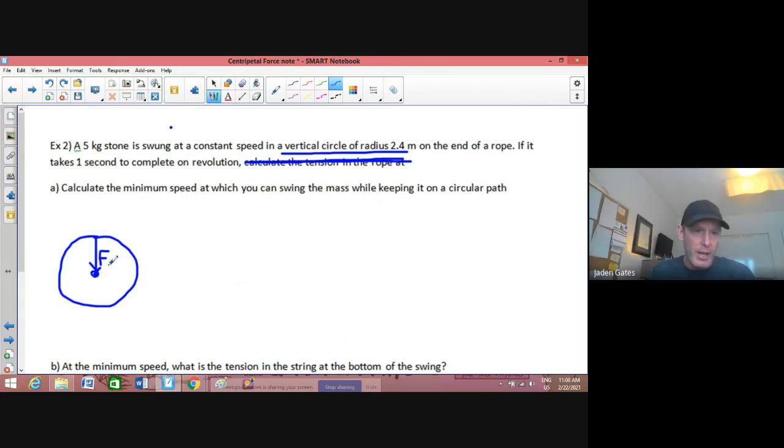Now, again, I'm going to write down my givens, which I didn't do before. I've got an R value here of 2.4 meters. That's a big rope. It takes 1 second to complete the revolution. I don't think we're going to use that. I think I just added all this stuff when I shouldn't have, so I'm going to cross this out. I'm sorry about that.